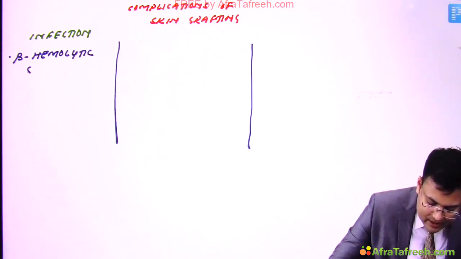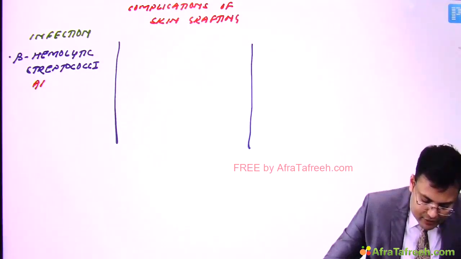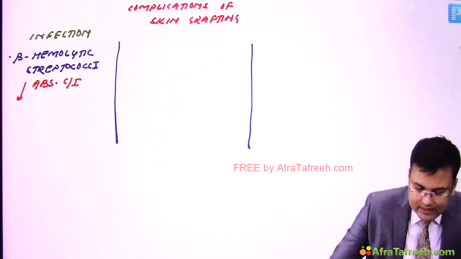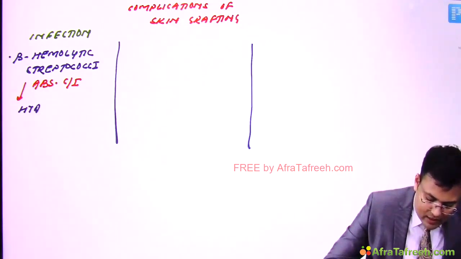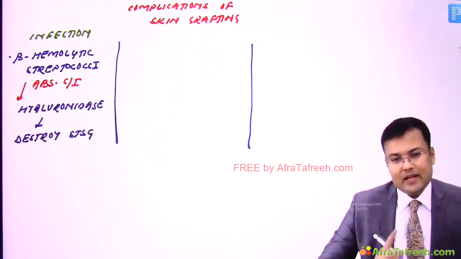It's the beta hemolytic streptococci. Clear? The presence of this organism is an absolute contraindication. Why? Because this organism produces what? Hyaluronidase. Clear? And this is going to destroy split thickness skin grafting. Clear?